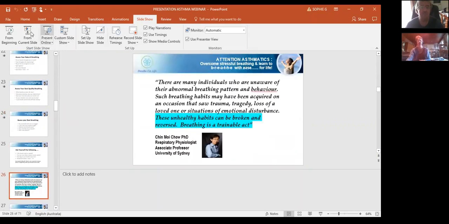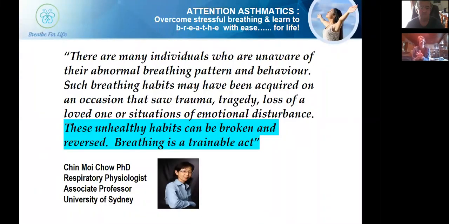Okay, from current slide. So this is back to Chinmoy, who wrote part of the foreword there. Basically what she's saying is a lot of people have abnormal breathing patterns and behaviours unaware of it, and she explains why, for example, trauma, tragedy, loss of loved ones, emotional disturbance. So something like an asthma attack or a panic attack can start changing the way you breathe. But the good thing, which is what I've highlighted, is she also says these unhealthy habits can be broken and reversed, and breathing is a trainable act.